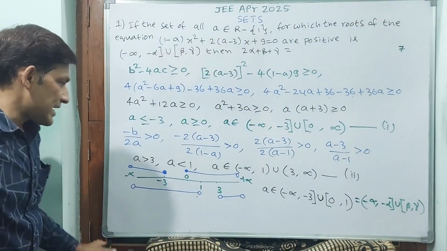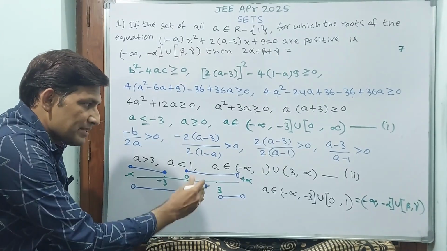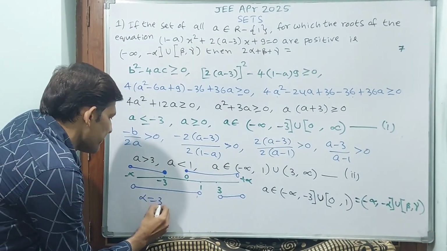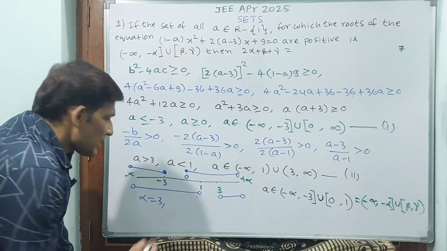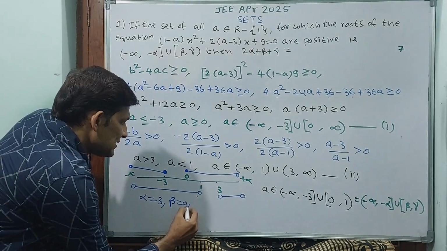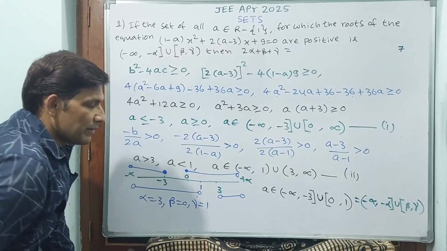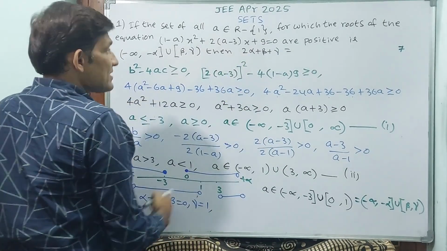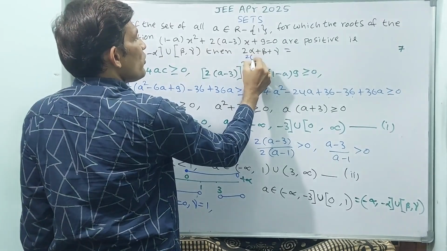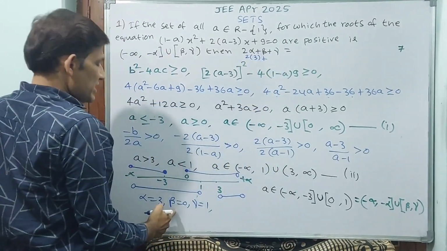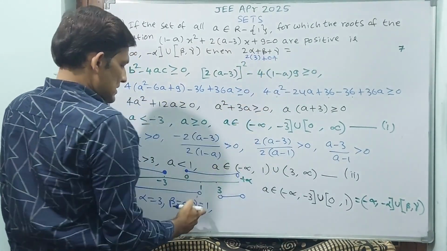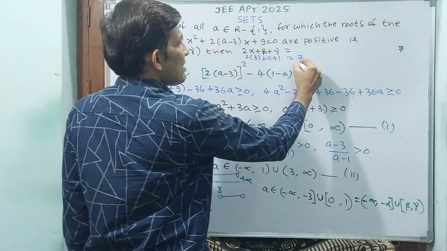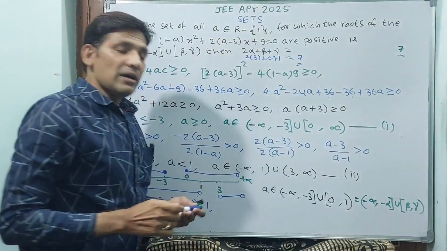Now what can we understand? Minus infinity matches. Minus 3 is minus alpha, so alpha is 3. Beta is 0. Gamma is 1. What they require is 2 alpha plus 3 beta plus gamma. Alpha is 3, so 2 into 3 plus beta is 0 plus gamma is 1. 2 into 3 is 6, 6 plus 1 is 7. 7 will be your answer. Okay? Let's go for the next question.